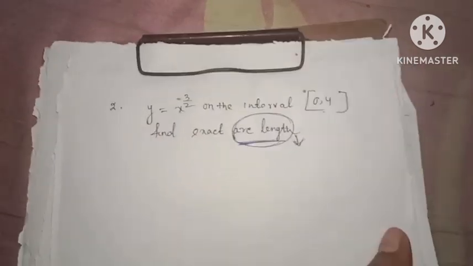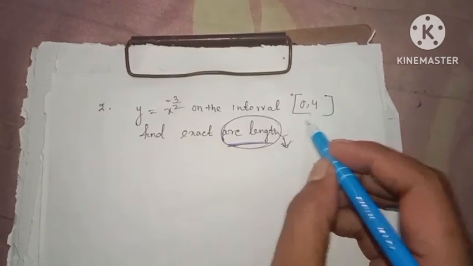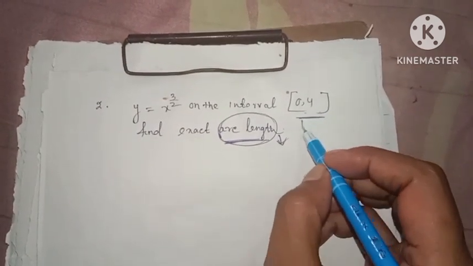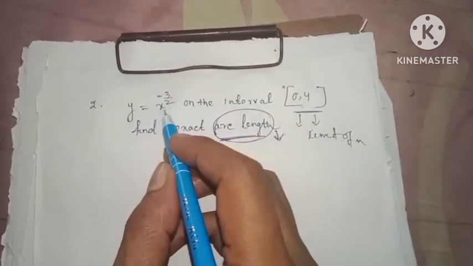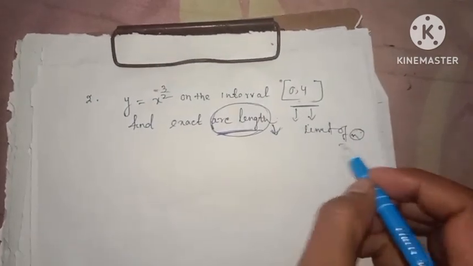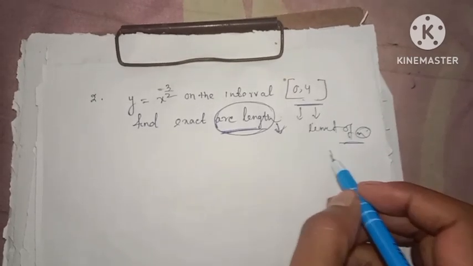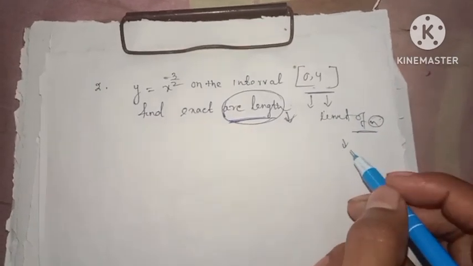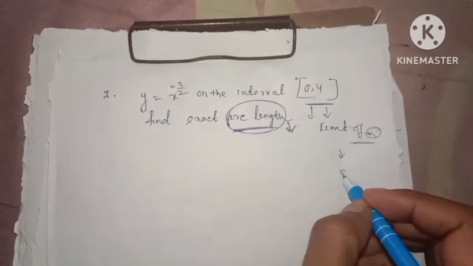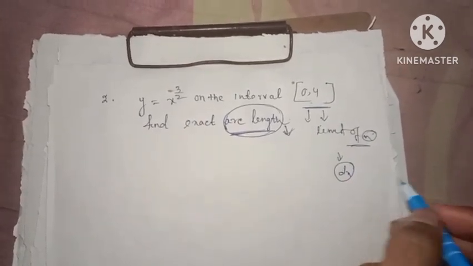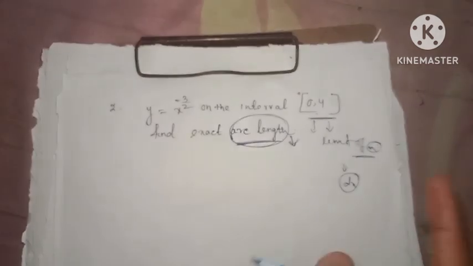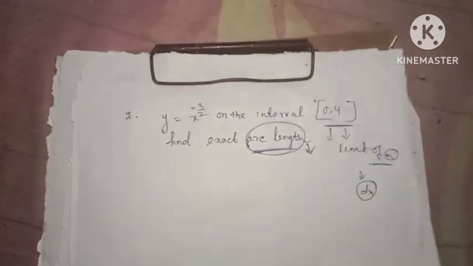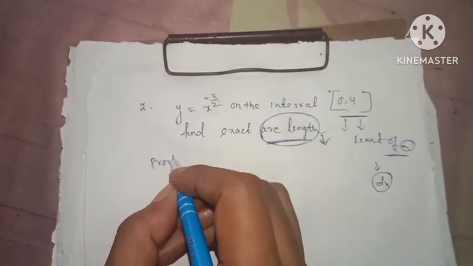So how will we solve this question? In this question, given that 0 to 4 is my limit of x, because this is y equal to f(x). So it is given that the limit of x, so we integrate with respect to dx. Always remember, I explained in a previous lecture also. Number one question I will discuss. So this is the number two question. This is also a previous year question.